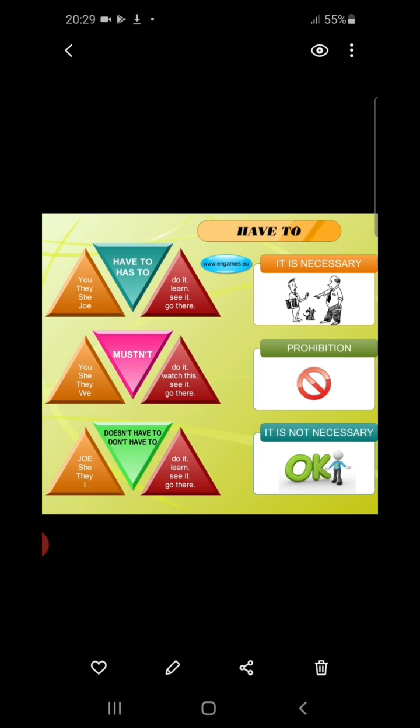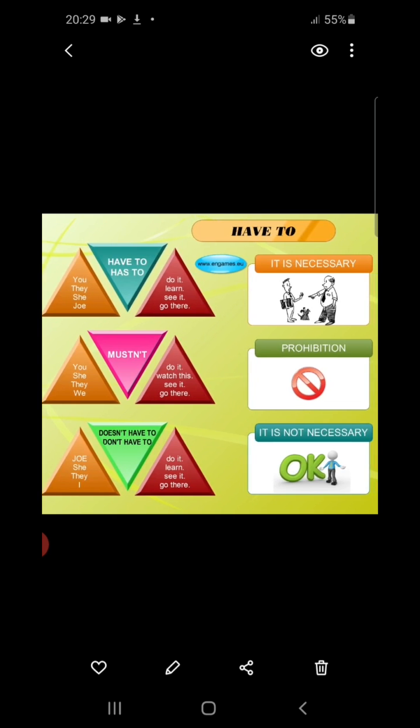Next. Joe doesn't have to do it. She doesn't have to learn. They don't have to say it. I don't have to go there. And doesn't have to or don't have to is for what is not necessary. Means what is not necessary is revealed by these two things.